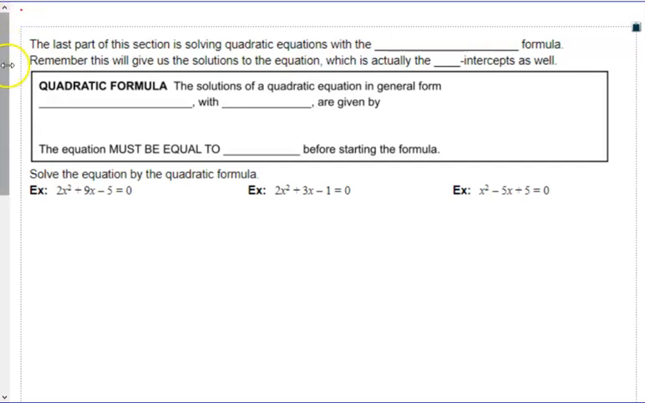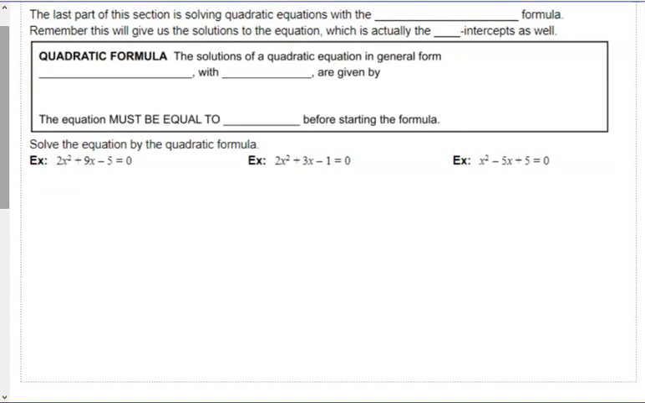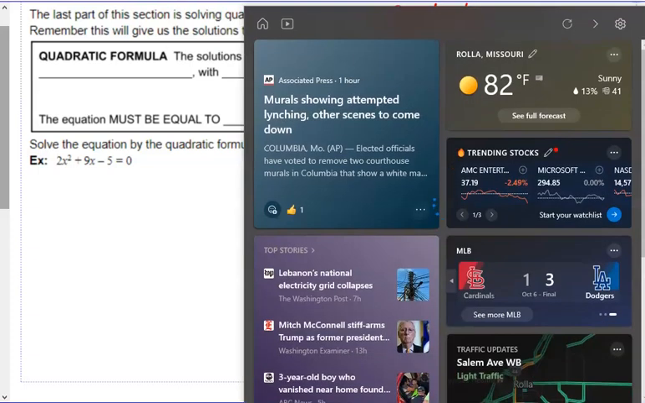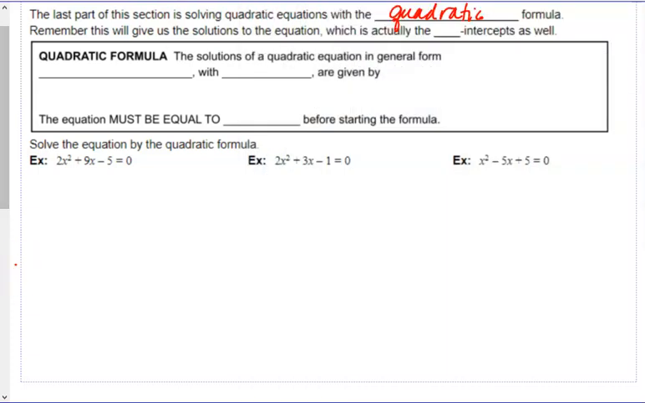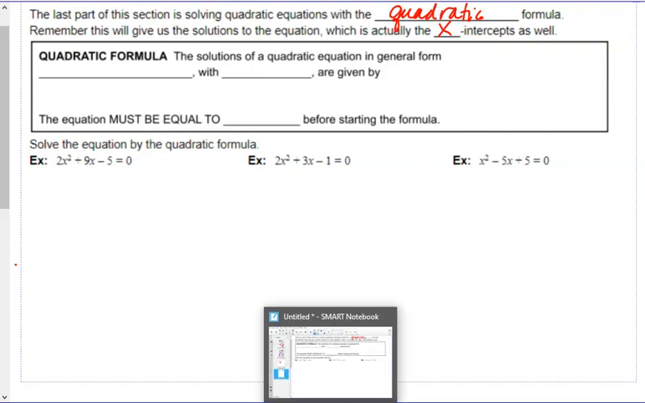All right, let's look here. The last part of our section is solving quadratic equations with a formula. So, we found to solve those with the factored form to find our x-intercepts, but we're actually now going to use a formula to find our solutions of our equation, which are actually the x-intercepts. We also call them roots sometimes. Solutions, roots, zeros, x-intercepts, those are all the exact same thing.